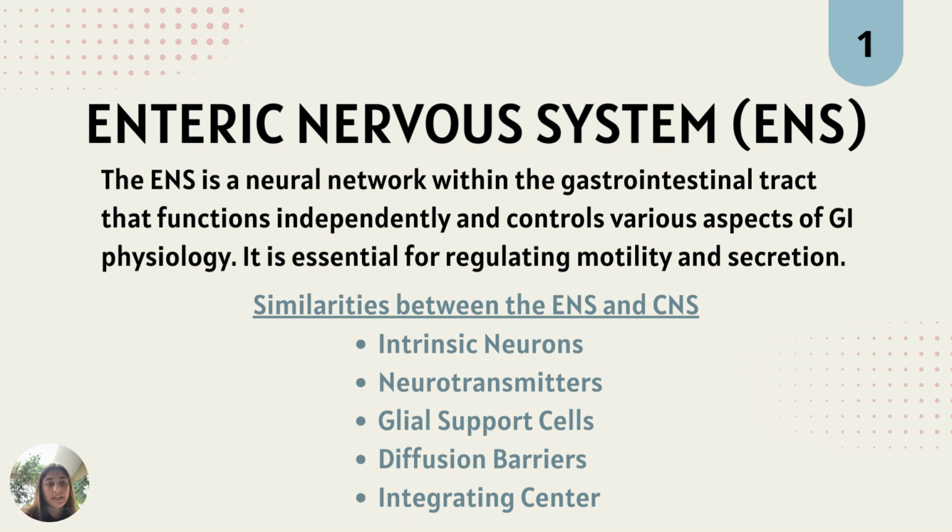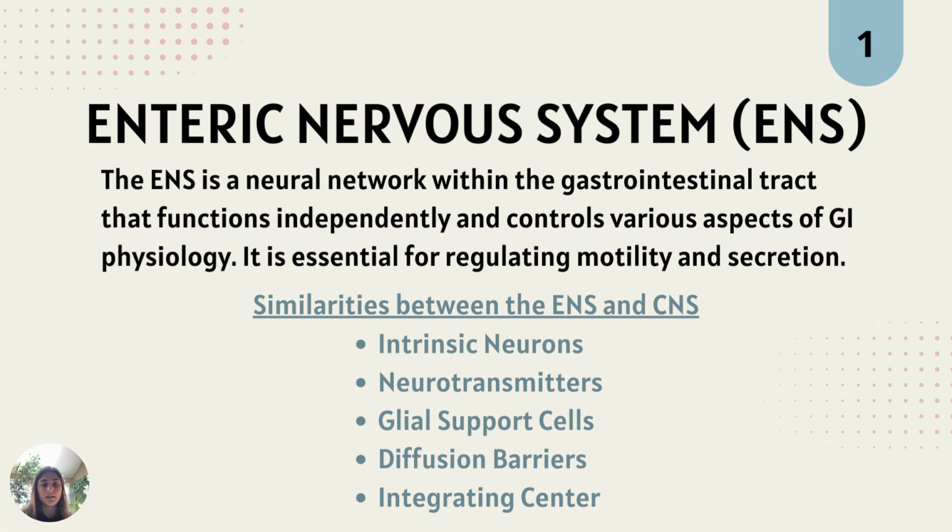I will first begin with a definition of the enteric nervous system, or the ENS. The ENS is a neural network within the gastrointestinal tract that functions independently and controls various aspects of the GI physiology. It is essential for regulating motility and secretion.